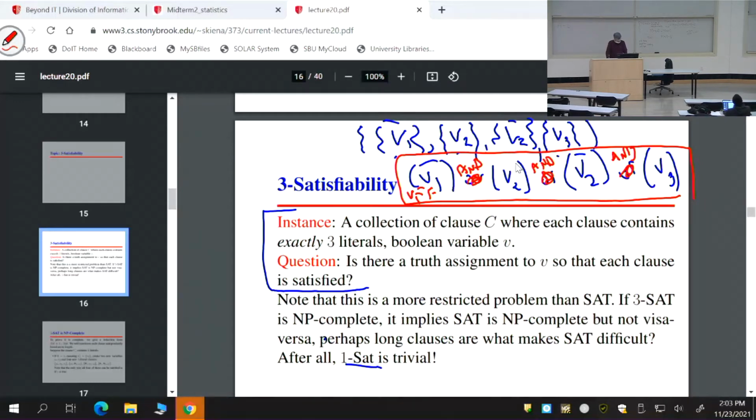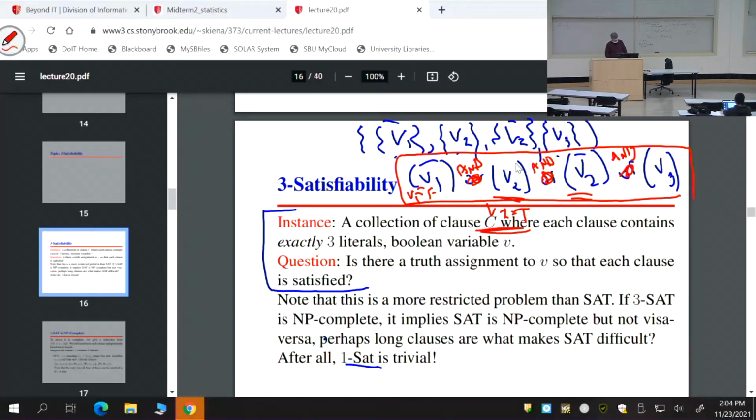Now I have to satisfy the first thing. So V1 had better be false. What did I have to do to satisfy this one? How can I do it? V2 is equal to true. And I have to satisfy this one. What do I got to do? V2 is false. Is that a problem for me? That's a big problem for me. I can't do it, right? I have a contradiction.